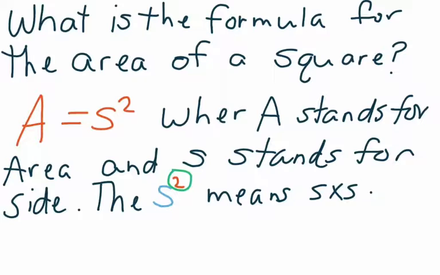Area equals side squared. Okay, so that 2 there, when we were talking about exponents, I told you 2 and 3 both have a special name. 2 is squared. Where A stands for area and S stands for side, the exponent 2 that you see right here circled in green means S times S.